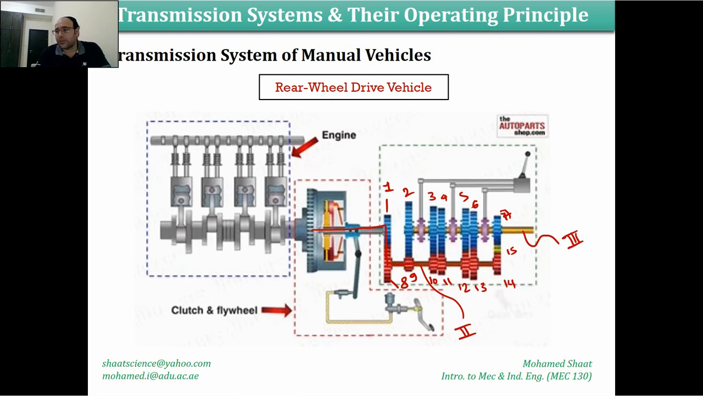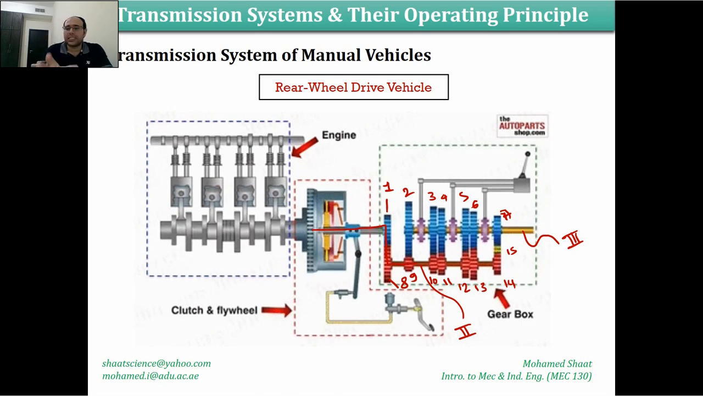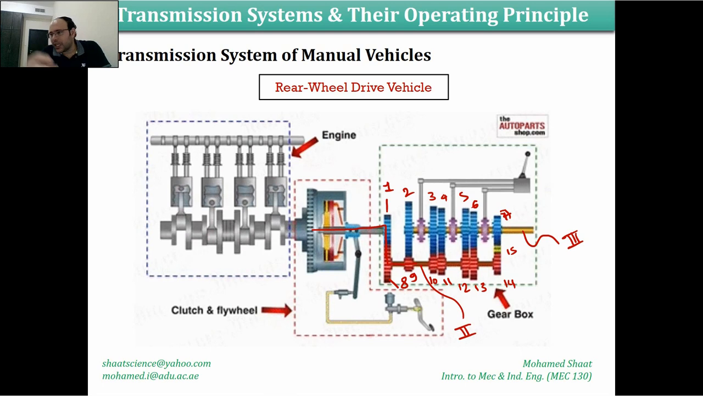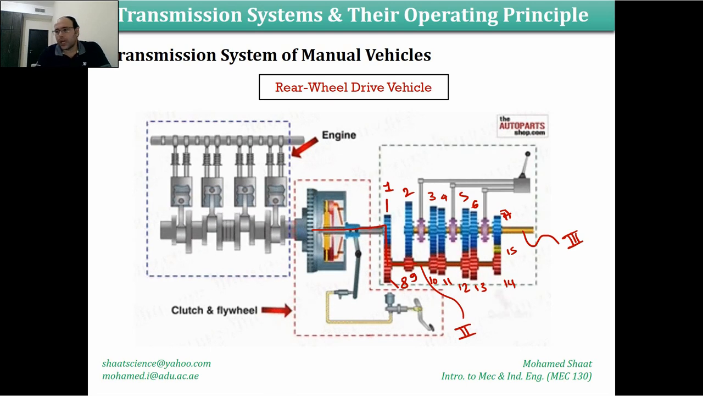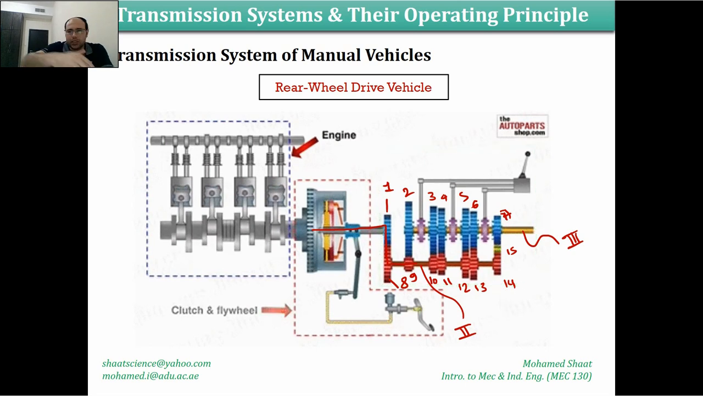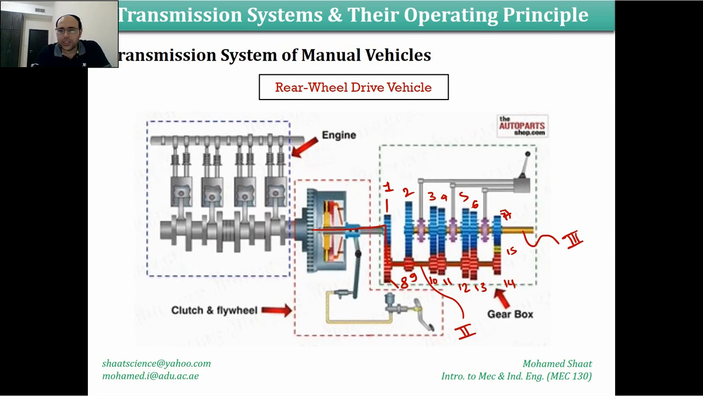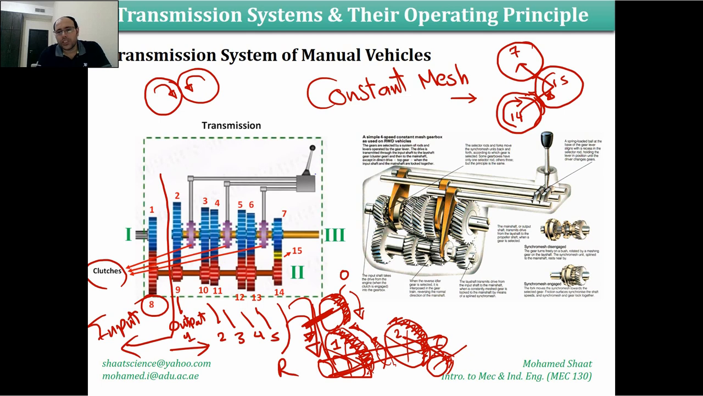But remember, this is not the only transmission system that exists in cars. There are so many designs, and every company has its own design for the transmission system. They even compete in inventing new things in the transmission system. Definitely the transmission in a BMW is different from a Mercedes, and from any other car. But it works the same way as long as we are talking about a manual car. So this is also a typical shape of a transmission system.